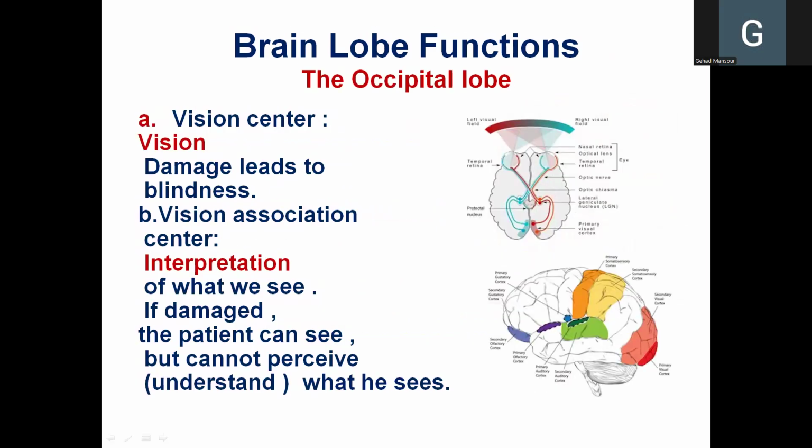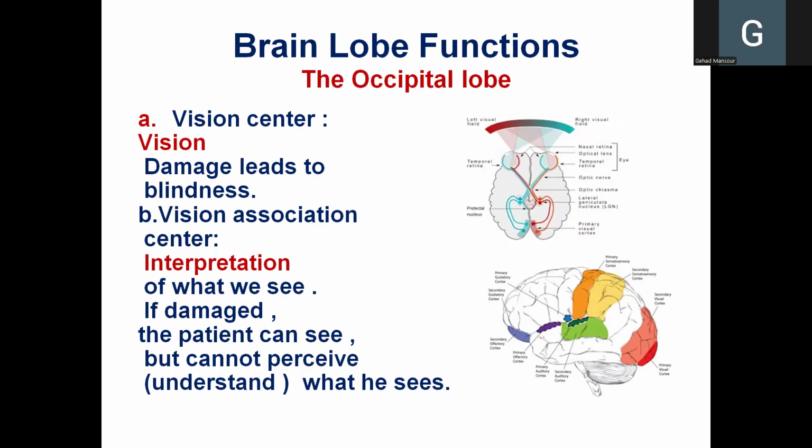The occipital lobe, as we said before, contains the vision center and the vision association center. The vision center helps you see what's in front of you, what's in the vision field, but the vision association area helps you understand what you see. So what happens if the vision association area is damaged? You will see the objects, you will see the faces, but you will not understand what this represents.